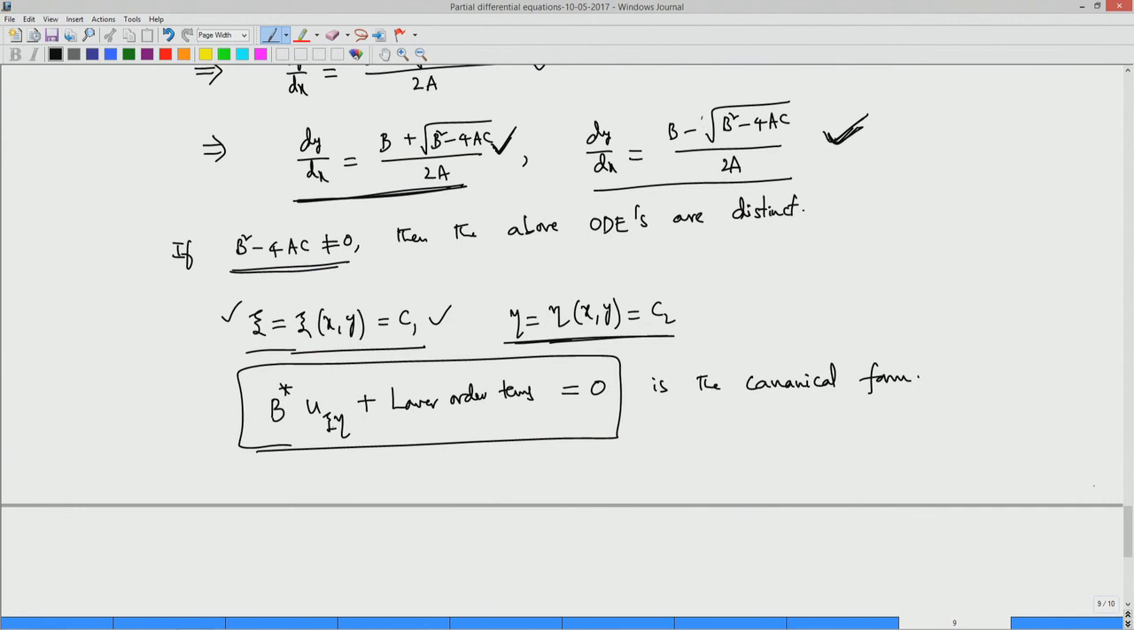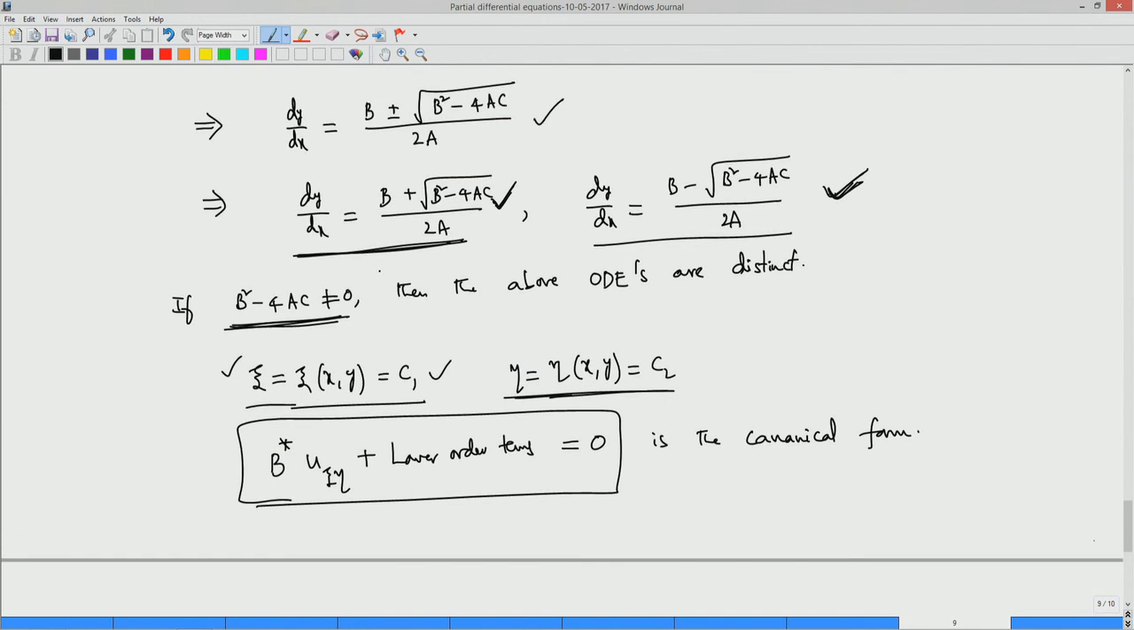If they are complex, these two will be the same except that one is taking the bar. So what you end up with is that eta will be xi bar. So when xi and eta are complex functions and b square minus 4ac is negative, that is the elliptic form. So we can derive this by considering b square minus 4ac to be non-zero. We will see with examples when this is non-zero.